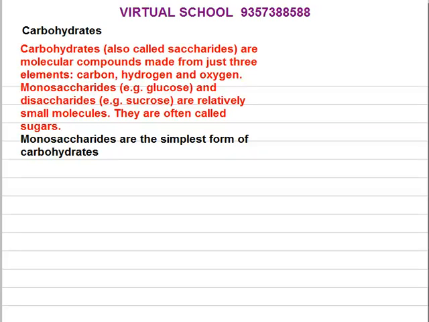Carbohydrates. Now, what are carbohydrates? Carbohydrates are also called saccharides. These are molecular compounds made from just three elements: carbon, hydrogen, and oxygen. They are monosaccharides, for example, glucose.